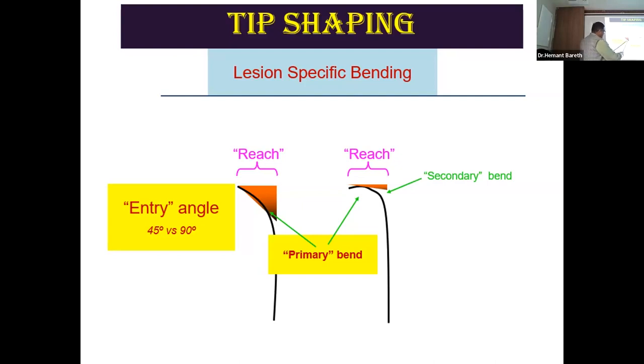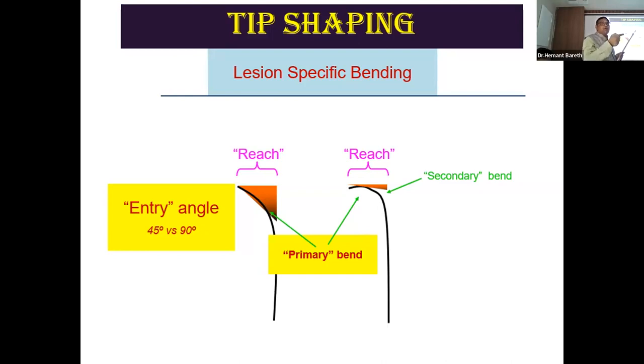For 90 degrees, you will have to make a 90-degree angle. Otherwise, you make a 45-degree angle. So the first bend is called a primary bend. And primary bend is the length inside the lesion. So whatever the diameter of the lesion, you have that kind of tip bend.